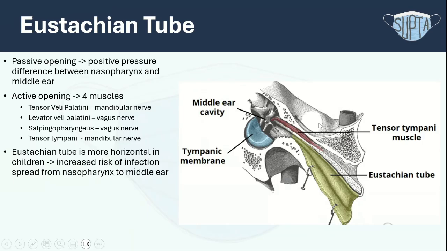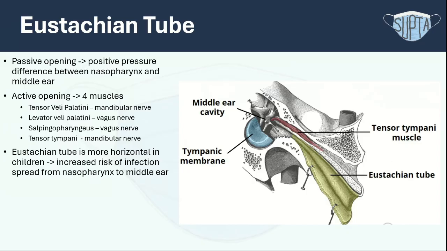And they have 2 different kinds of functions in a way. So you have both passive opening and active opening. For the passive opening, you can have a positive pressure difference between the nasopharynx and the middle ear, which causes the opening and closing. And then you also have active opening, which is driven by these 4 main muscles: tensor veli palatini, levator veli palatini, salpingopharyngeus, and tensor tympani. So they're also really important for the active opening of the eustachian tube and trying to equalize that pressure, for example, popping your ears on airplanes and things like that.